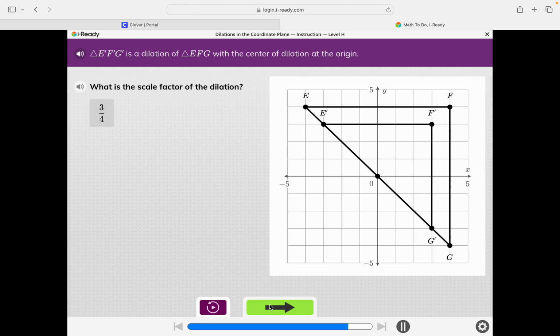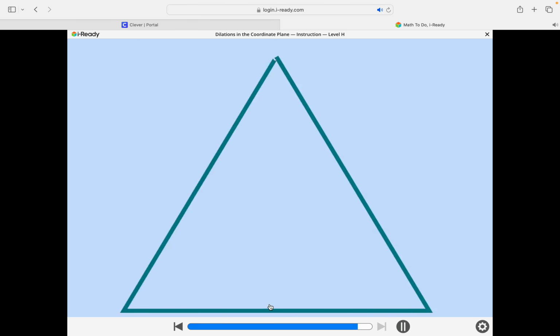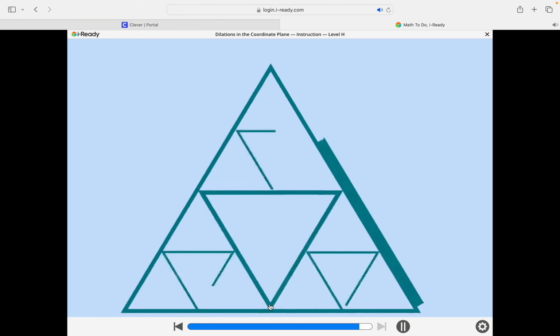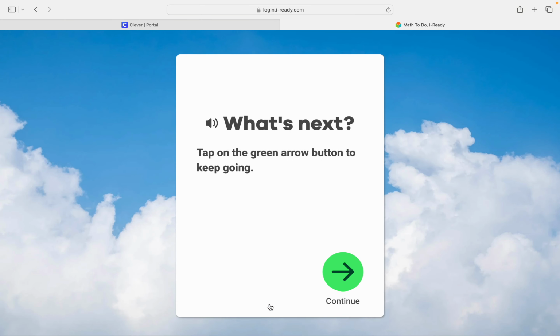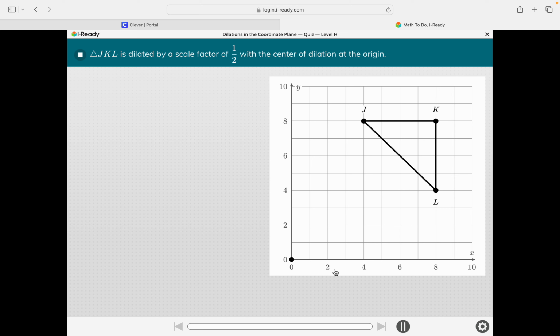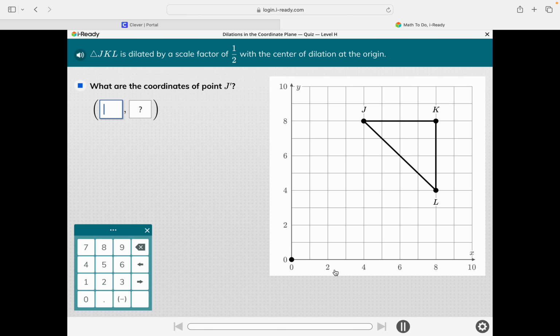We are going to quiz. This is the last update. Level 8. What's next? Tap on the green arrow. Long way to go. Triangle JKL is dilated by a scale factor of 1/2 with the center of dilation at the origin. What are the coordinates of point J prime?